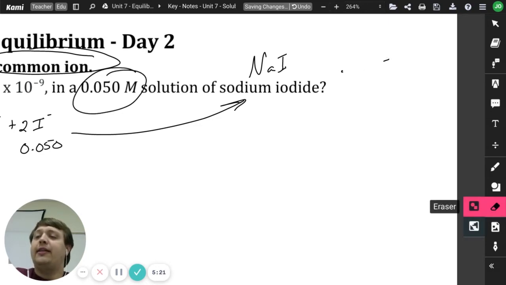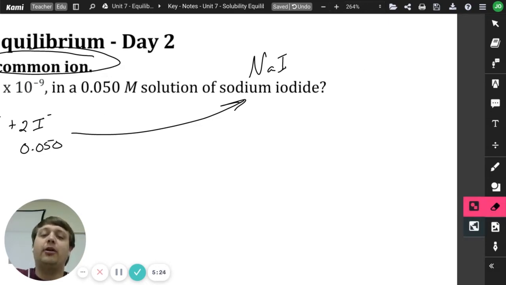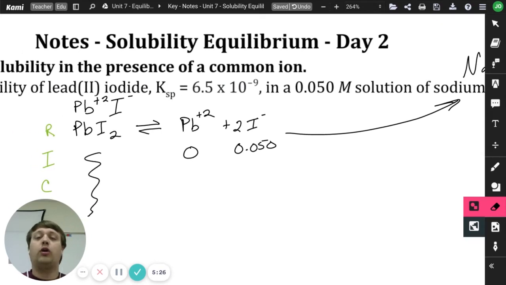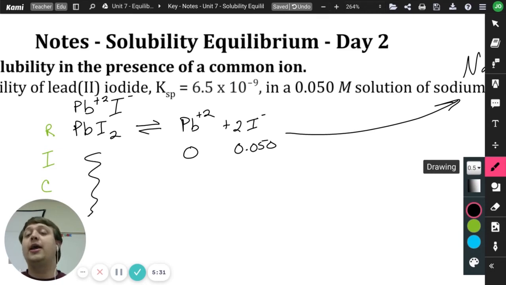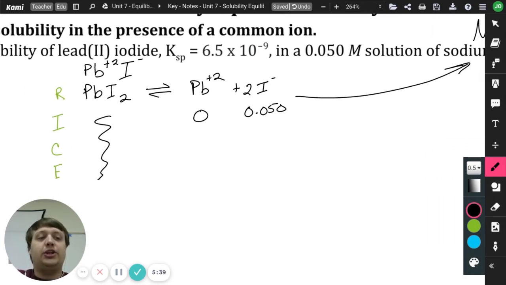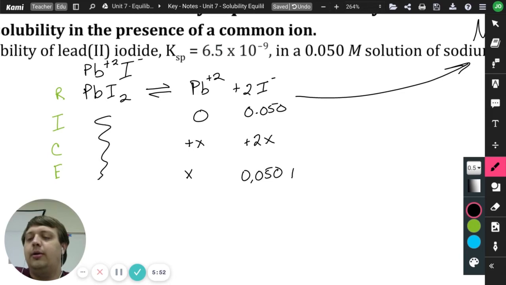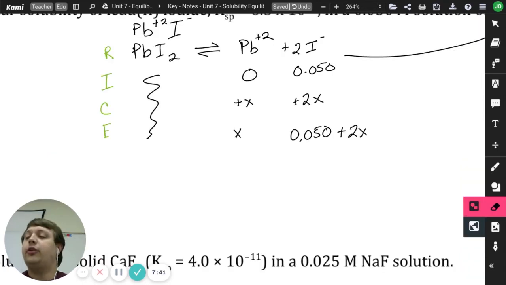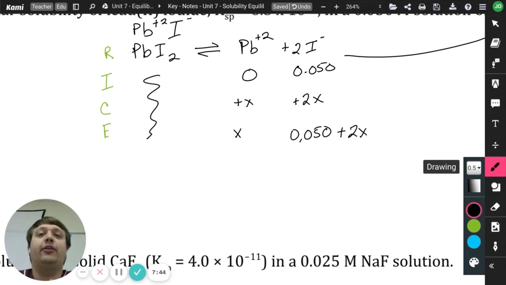So now I've got that. Now, if you see, that does make a small difference in terms of the overall change it might have happen. We're going to be starting with some more iodide, and as a result, we're going to see a difference in our overall solubility. Okay, so I've got my initial there. So my change is increased by x, increased by 2x. So my overall at equilibrium would be x here, and then it would be 0.050 plus 2x. So now let's actually take a look at solving for this problem.